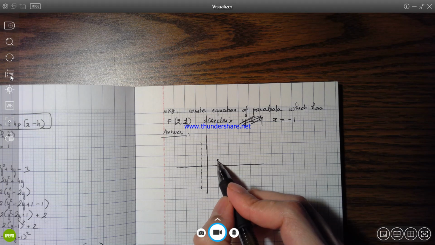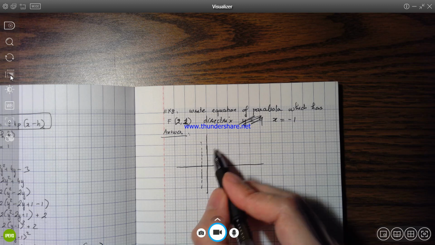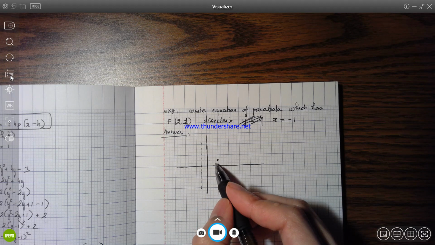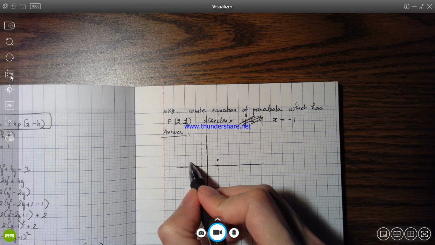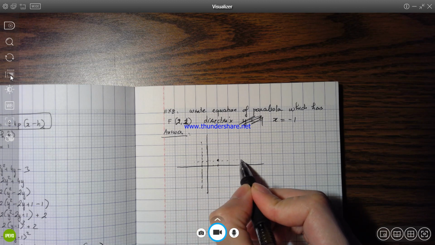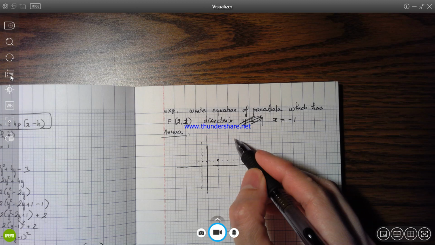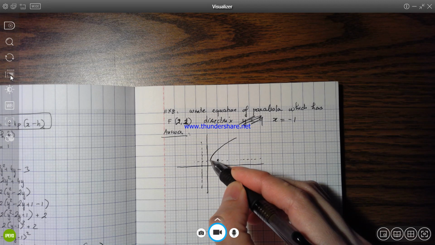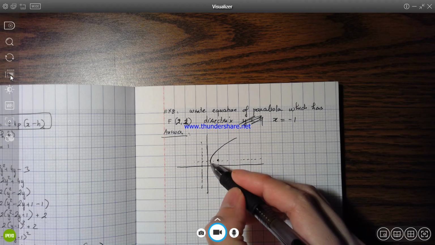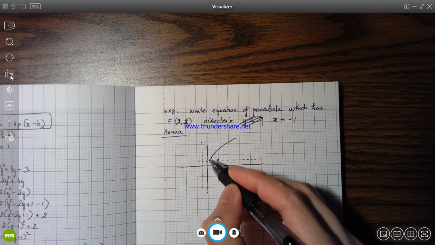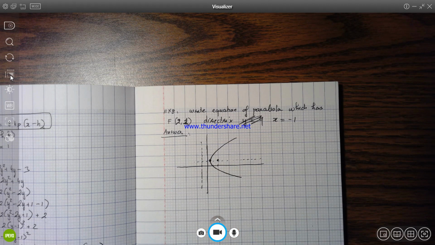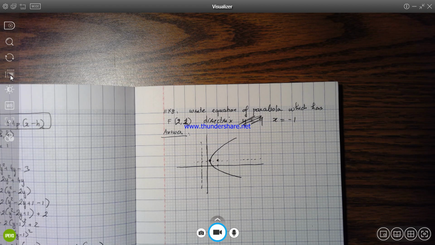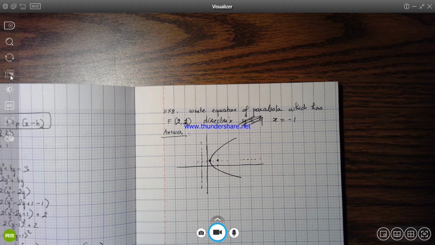This is the focus, and this is the directrix, so it must be opening to the right, and the axis of symmetry must be over here. So the vertex must be right there. But what is the coordinate of the vertex? We need to find it. Easy, very easy.